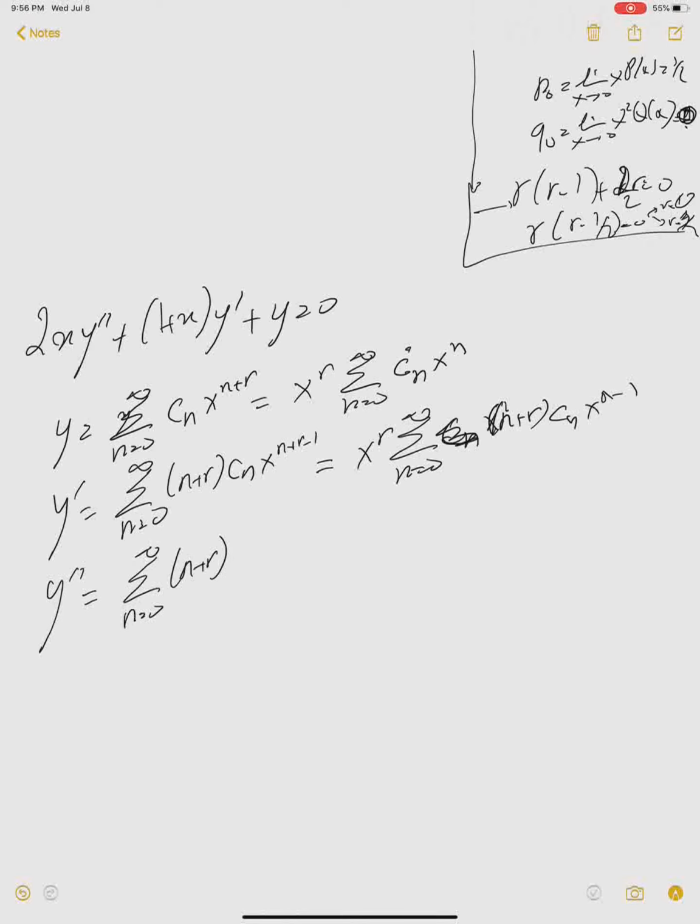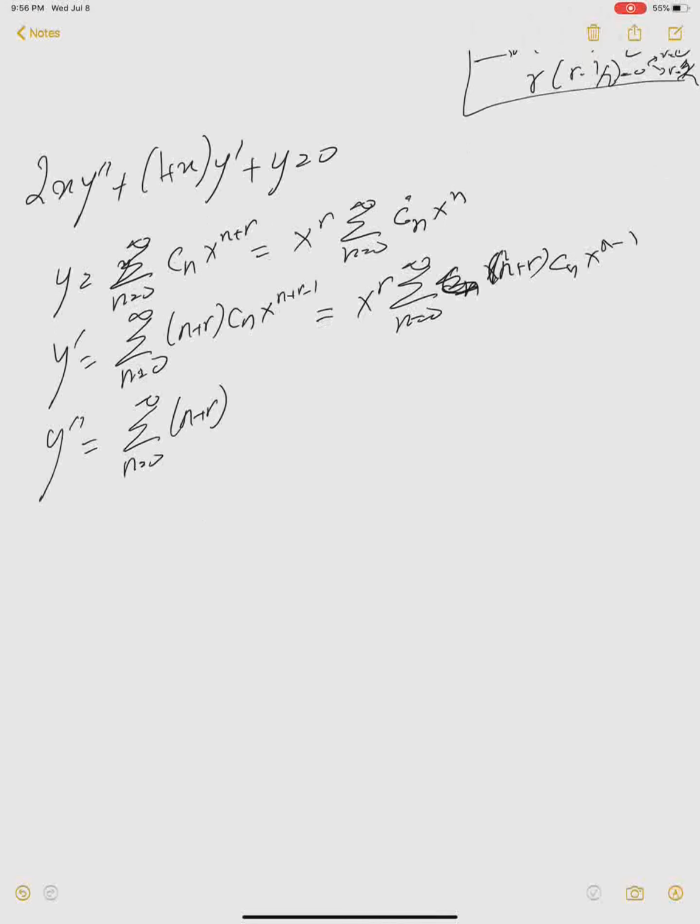So if you are used to shifting indices, in this case it would be wrong. It's not that when you differentiate it should start from 1. It's wrong in this case, for example. So this is why I told you not to get used to this habit, to shift the index whenever you differentiate. (n + r - 1) c_n x^(n+r-2), and this equals x^r summation from n equals 0 to infinity (n + r)(n + r - 1) c_n x^(n-2).